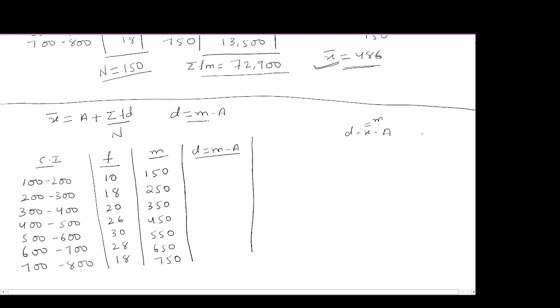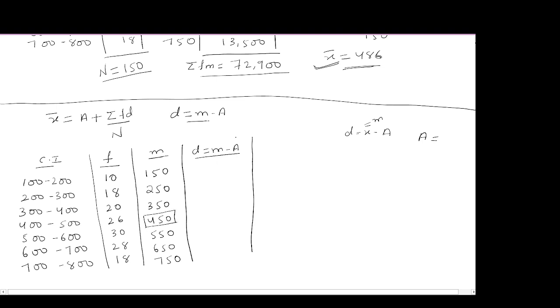Now we have to identify A. A is nothing but your assumed mean. Assumed mean is any value which is taken out of the given x values. Okay, here x is not given, so we have calculated the midpoint. So from any values of the midpoint, we have to consider one value which should be taken as assumed mean.